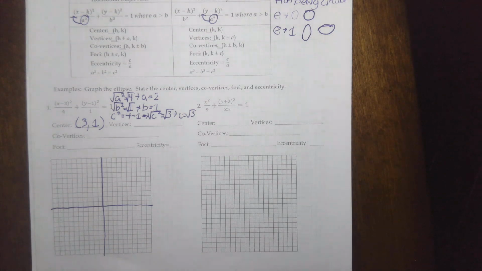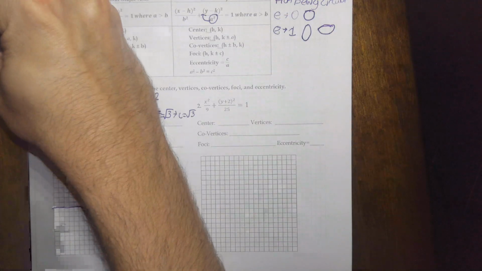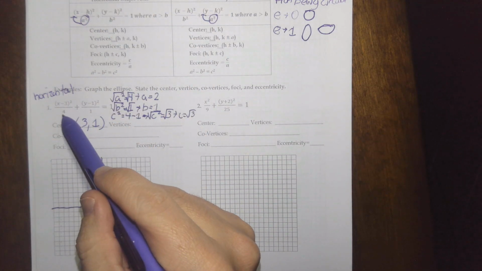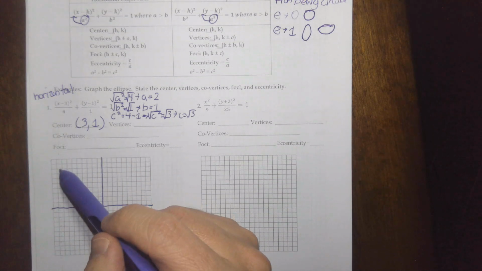Okay? So once we find A, B, and C, now we can figure out our vertices, our covertices, our foci, and our eccentricity. So let's follow our rules here. First off, how do we know this is a horizontal ellipse? What is A squared under? A squared is under the x here, therefore we know this is a horizontal ellipse.